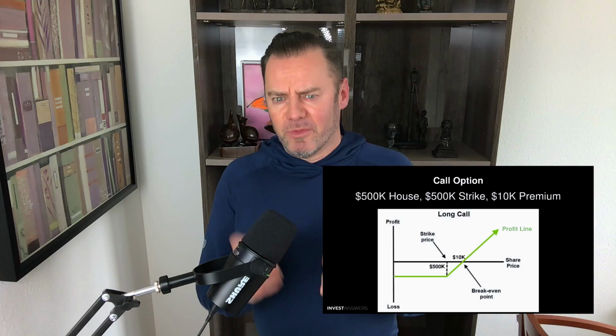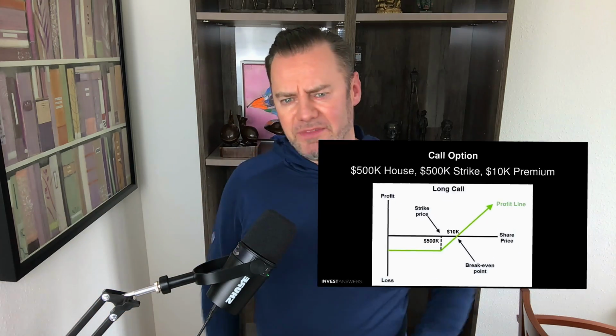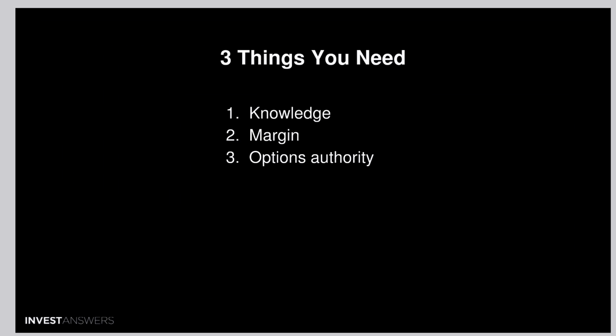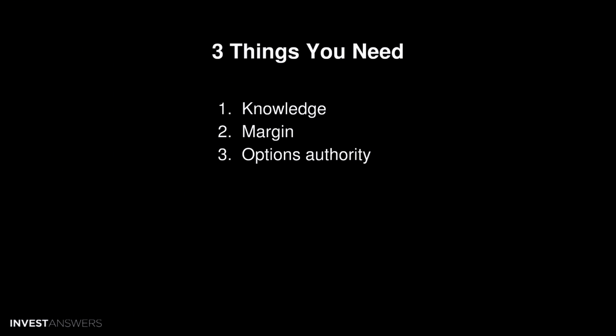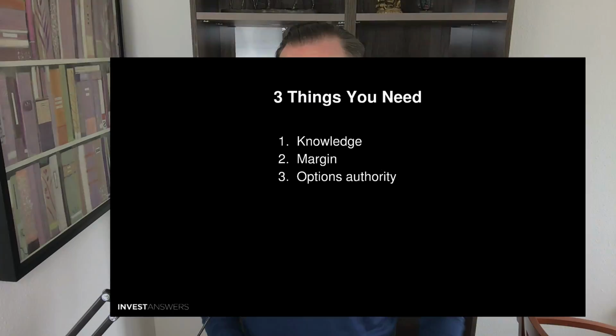So I explained it all very clearly, but when we go into the 11 case studies, it should be a lot simpler. Now, when you trade options, you need three things. You need knowledge, you need margin, and you need options authority. So make sure you have that.